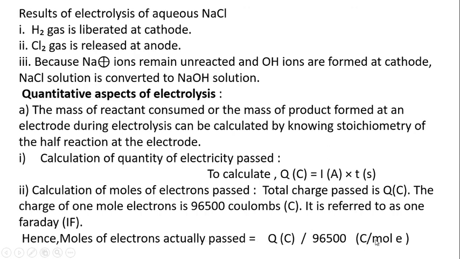So to calculate the mass of the product formed, first we have to calculate the amount of electricity passed, Q, and the number of moles of electrons passed through the electrolyte, and then from this we can calculate the mass of the product which is formed later on.